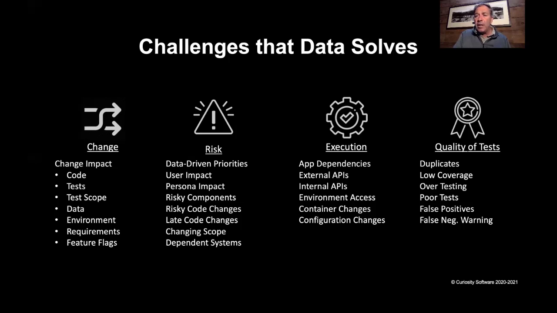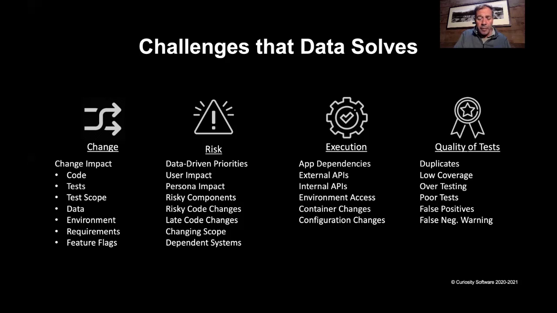When you look at execution, this is really critical because this is, I think, where we really get burned in terms of actually executing tests. We need to understand the application dependencies, whether they're internal or external APIs. Those notifications of changes in those dependencies are critical for us to actually executing what we need to execute day in and day out with our tests. Environment access, container changes. This is really config changes within the environment itself. If somebody comes in, explodes your environment, you're going to want to know about it.